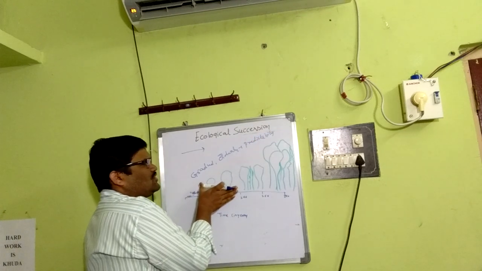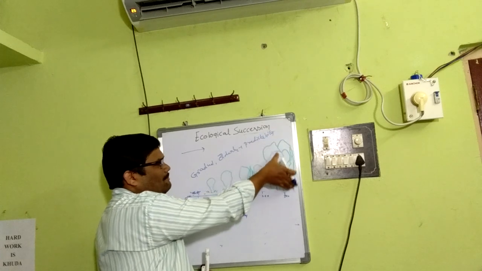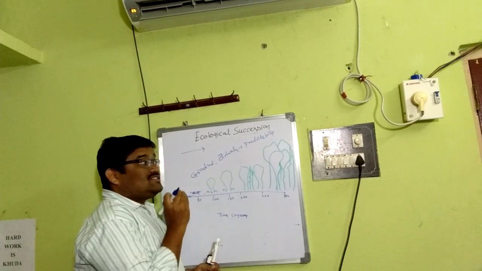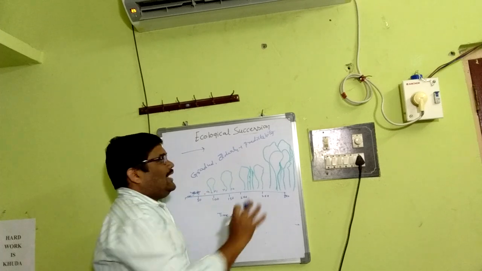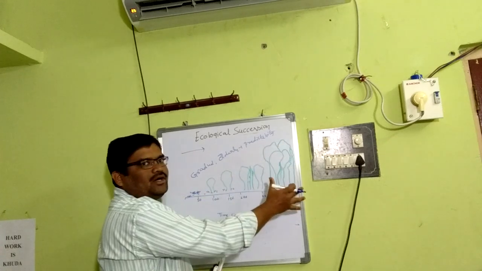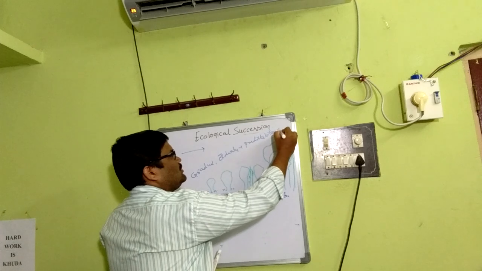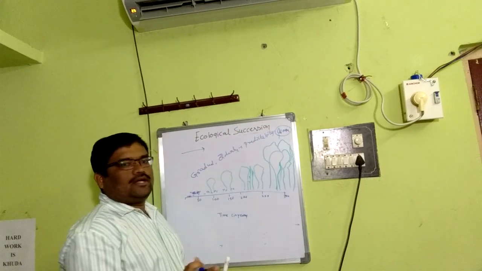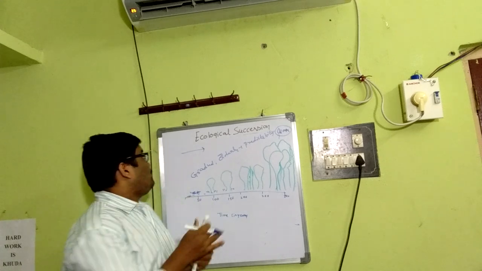Here the community structure has been attaining a complex stage. Actually, it is what we call the climax stage, a stable complex stage. It attains maximum stability at one point of time, what we call the climax stage. This is very important.